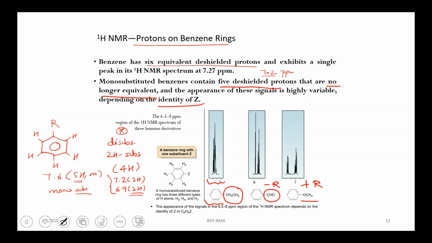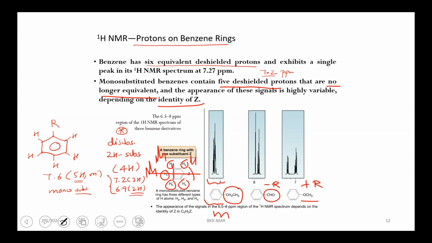The splitting of signals is for the non-equivalent protons: A, the ortho protons, B, the meta protons, and C, the para proton. So there are 3 kinds of protons, because I can cut the molecule like this: A and A are equivalent, B and B are equivalent, and C is a different proton. These protons will come as splitting patterns; sometimes a multiplet. A will give you a doublet, B will give you a triplet, and C will give you a triplet.